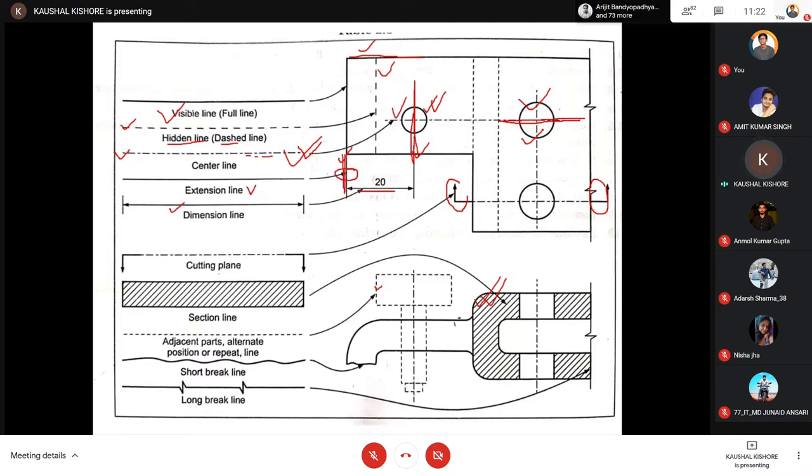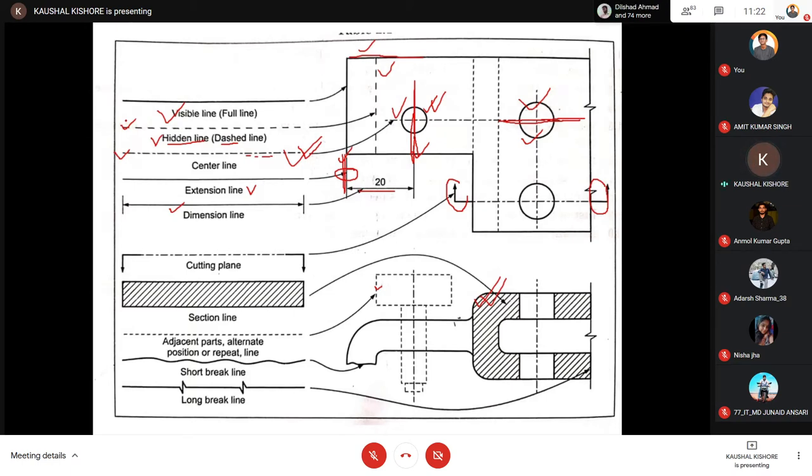Then, what is the use of hidden line? The hidden line is used for the hidden object, so the hidden line is used for the surfaces. Suppose when a cylinder is placed on the table and you see it from the top surface, obviously for your view, the bottom part is invisible.